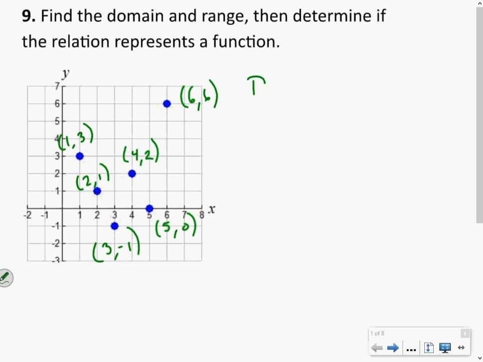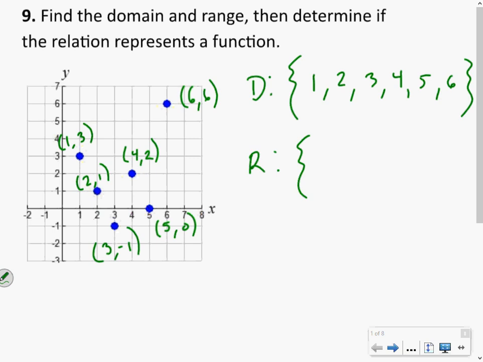So my domain is literally just listing all of the x values of those points that we just labeled. So we have x values of 1, 2, 3, 4, 5, and 6. And for my range, I'm just going to list all of the y values from those points. We had -1, 0, 1, 2, 3, and 6. So that's it for domain and range.